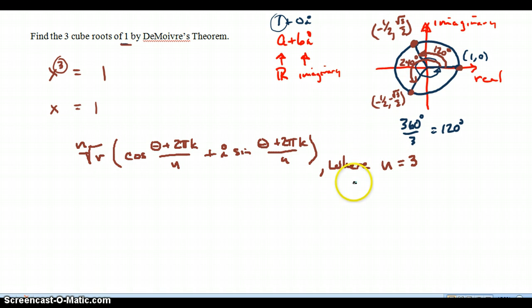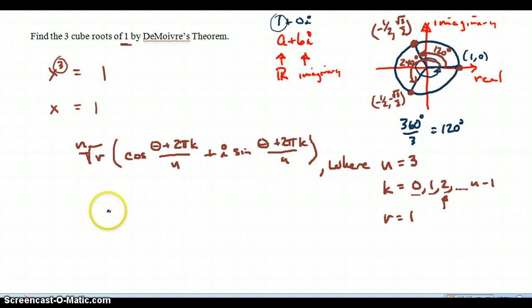And k is equal to 0, 1, 2, and so on, up to n minus 1 at the end. Our limit is actually going to be 2 because n is 3, and 3 minus 1 is 2. So we're just going to use this formula for 0, 1, 2. We're looking for 3 roots. The r, once again, is the radius of this circle, so the radius is 1.